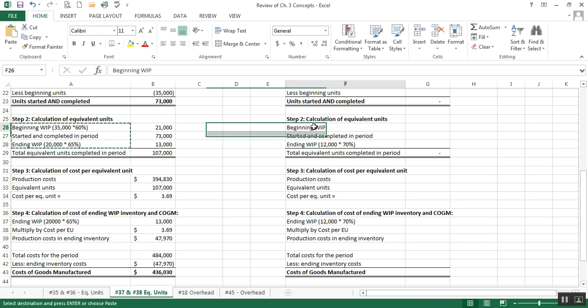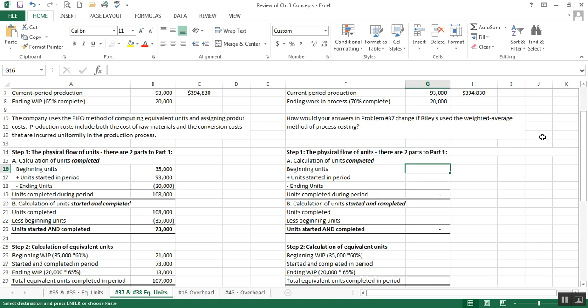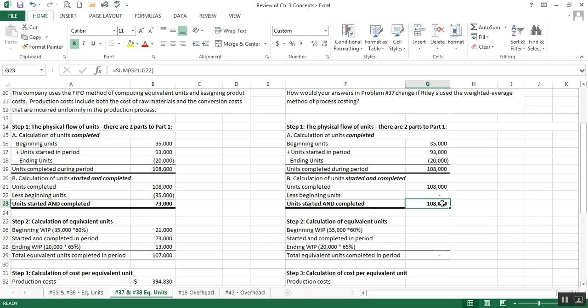Now we do the same thing under our weighted average method, and we start to identify the differences in step 1. So again, beginning work in process plus those completed during the period minus our ending gives us 108,000 units completed. Now remember, for weighted average, it's going to assume that everything was done during this period. So it was started and completed during this period. So we're assuming no beginning inventory. So it gives us 108,000. The 108,000 here is different than the 73,000. That's where the two methods start to differ.